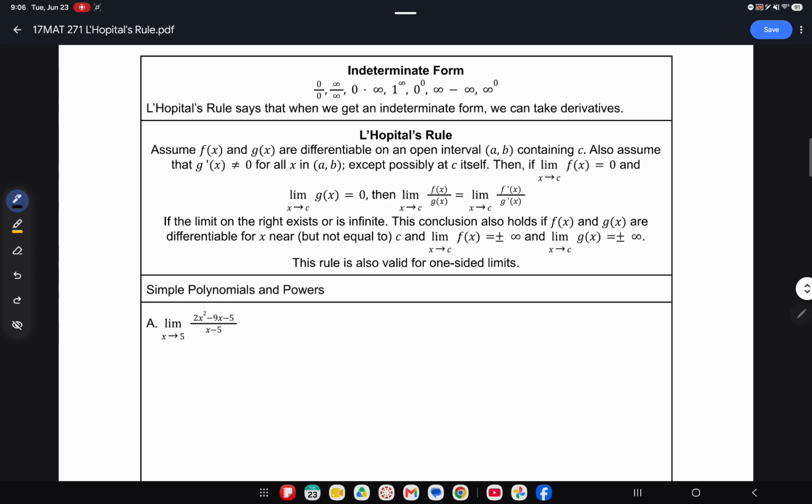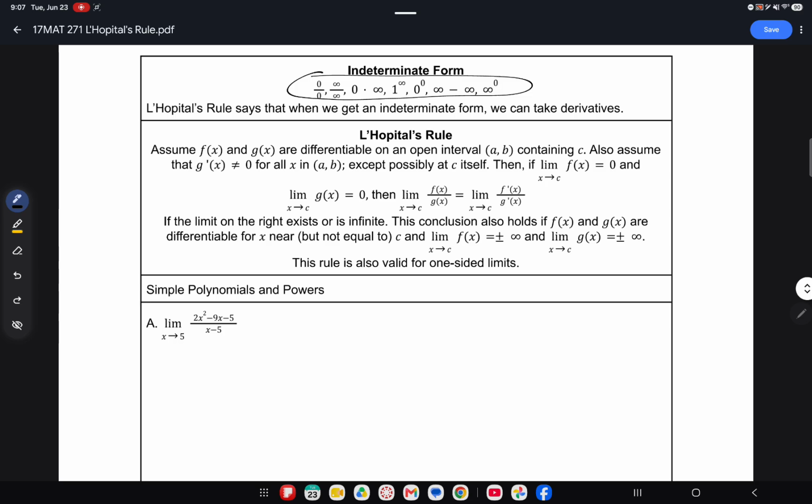And we might get something with a 0 in the denominator. We might get 0 over 0 or infinity over infinity. And here's just a list of some of these indeterminate forms, right? So we can't do anything with the limit. So the algebra didn't work, or maybe the algebra did work, and we still got an indeterminate form. So what we can do from there is use this rule.